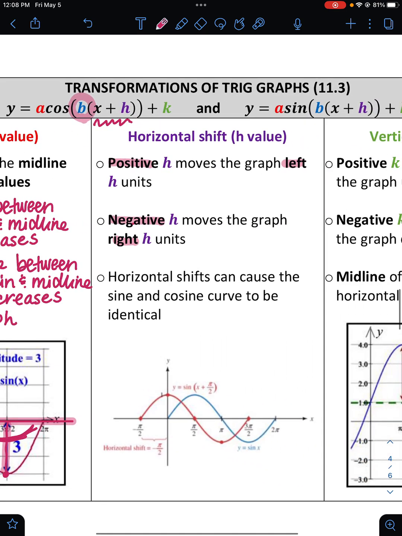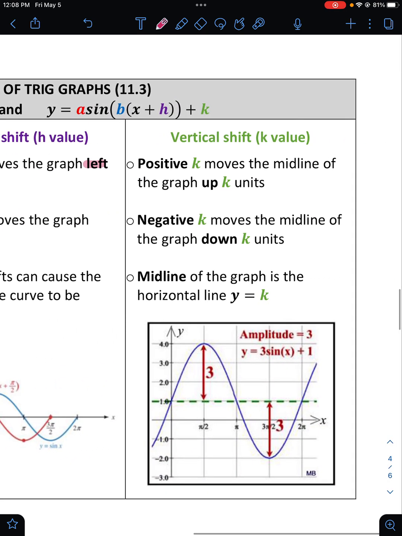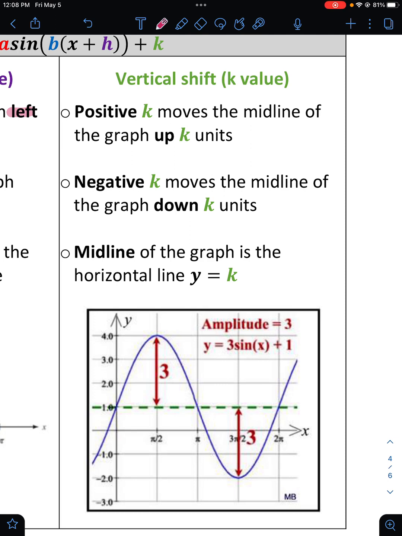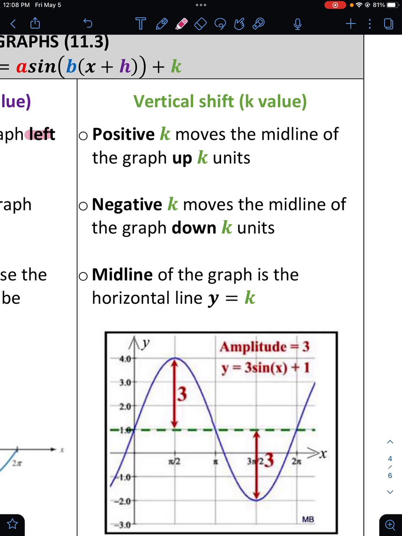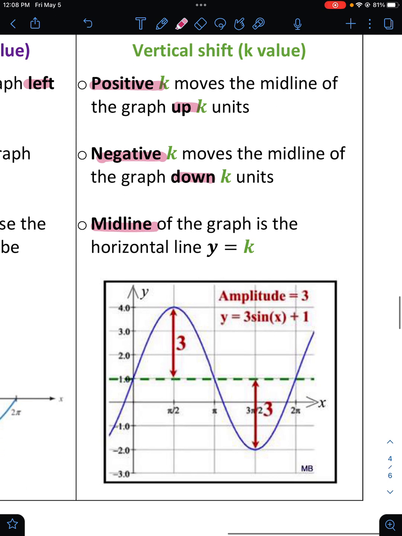The last parameter we'll look at is the k-value, and you probably already guessed this, using what you know from former units, but the k-value is responsible for vertical movement. And just like in other functions, the k-value follows the sign that you're given. So positive goes up, negative goes down. The midline is also found from the k-value. So that midline that I was just talking about, that runs right through the middle of our graph horizontally, can be found by just looking at k.